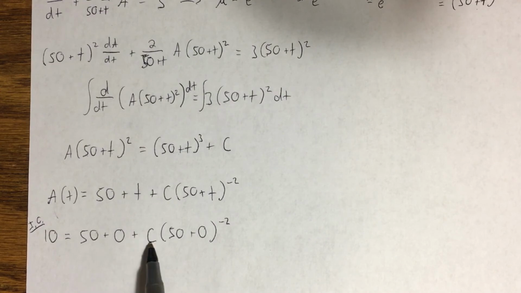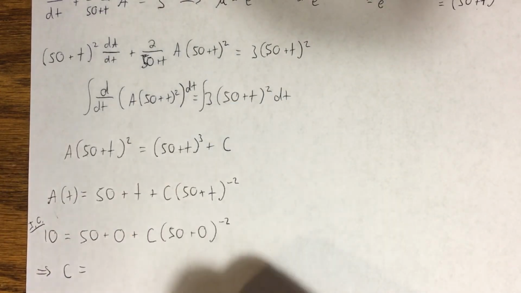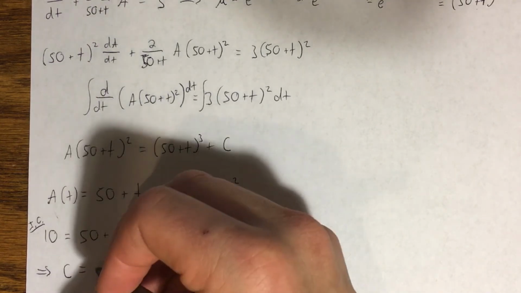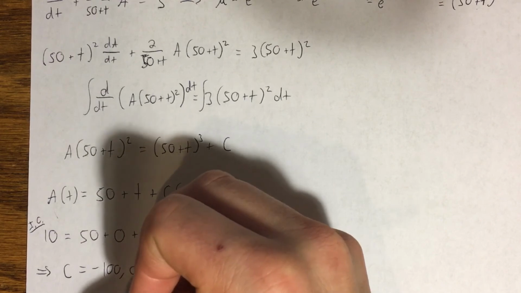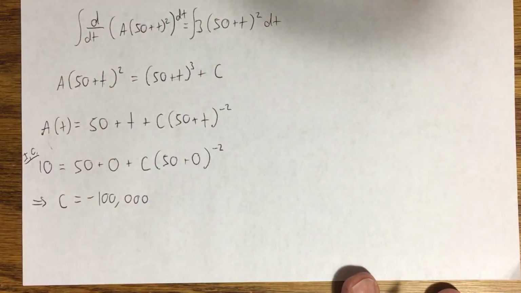This is easy to solve for c. That implies that c in this case is equal to, if you do all the work, you end up getting negative 100,000. I'm going to spare you all the arithmetic. I know you can do that without too much trouble.